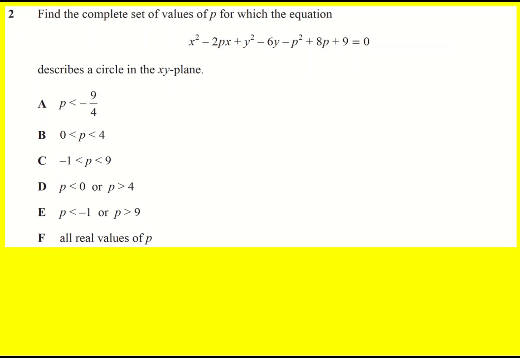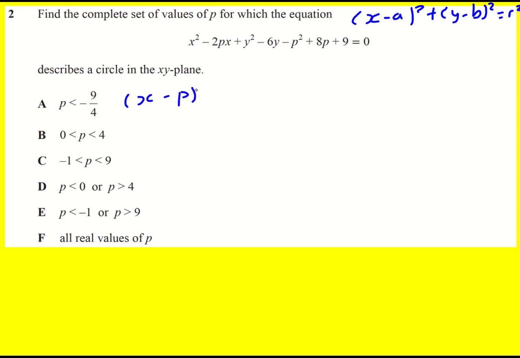A complete set of values of p for which this equation describes a circle on the xy plane. So let's go ahead and try and write it in this form here, because then I'll have the center and the radius. So we need to complete the square.